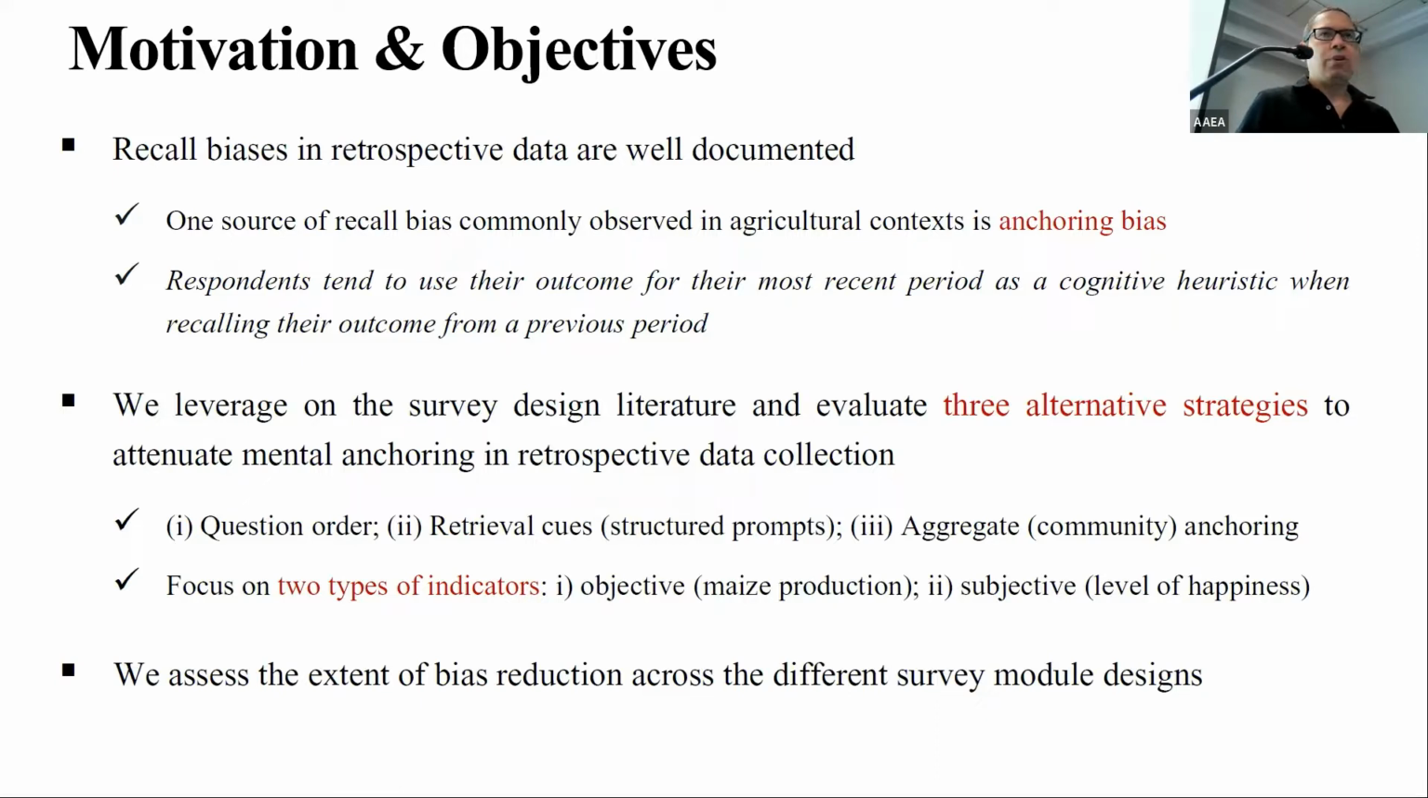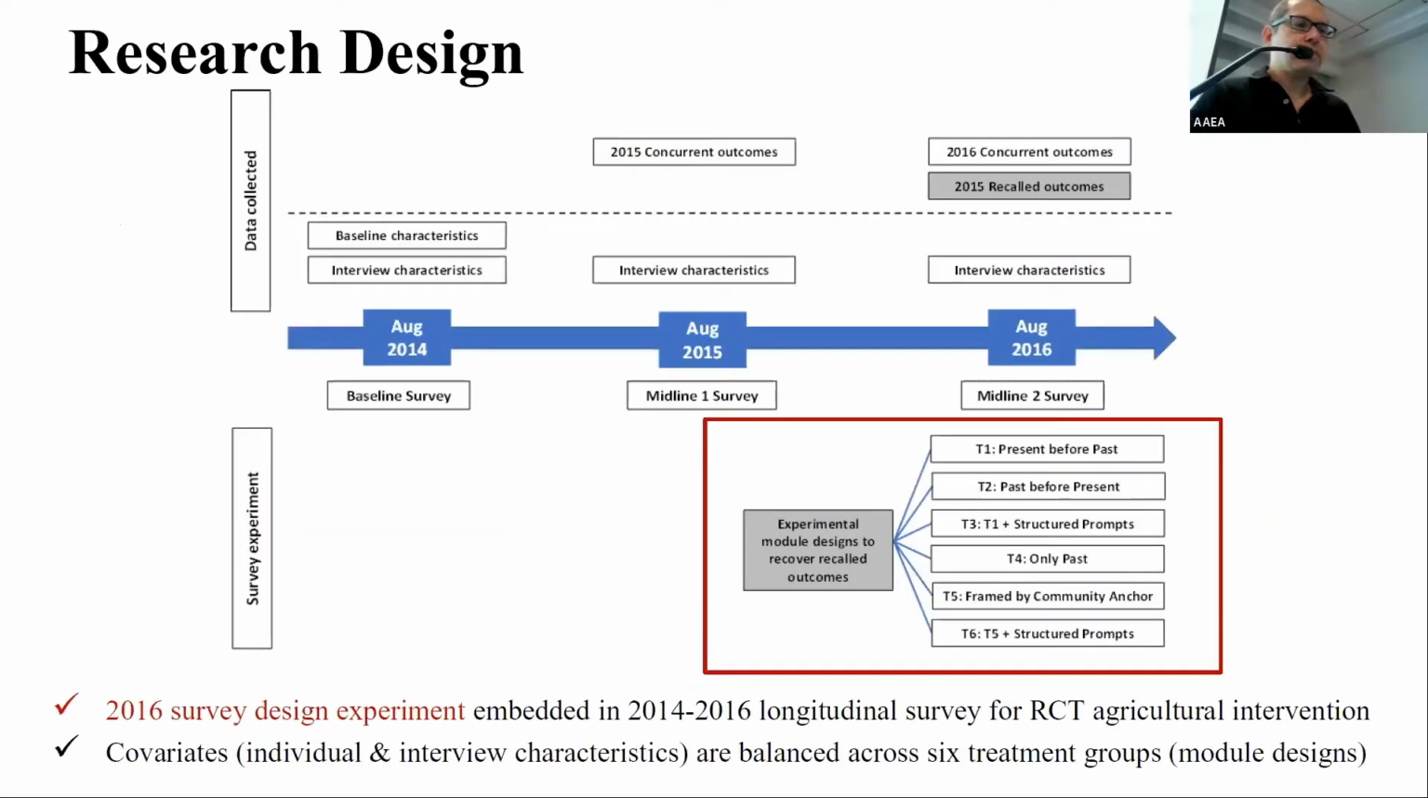And we focus on two types of indicators. One objective, which is volume of production. Most of our working sample, their main crop is maize, so we explore responses on volume of maize production. And the other one is a subjective indicator, which is the level of happiness, measured on a scale of 0 to 10. And we assess the extent of bias reduction across these different survey model designs.